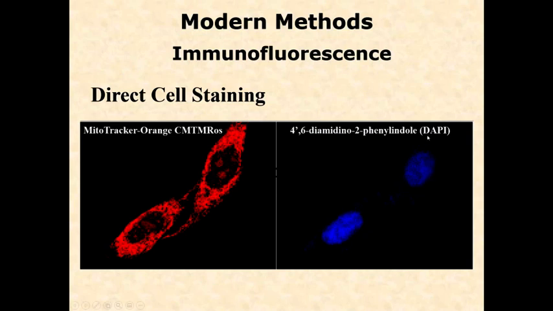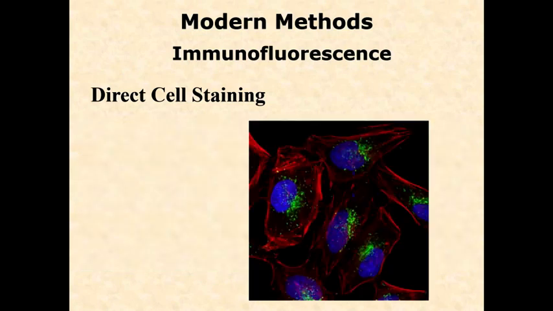Another one is DAPI. DAPI is very easy and flexible to use, and DAPI binds to DNA and it fluoresces under UV light. So we get nuclei labeled very, very strongly. We can see the position of nuclei. Okay? So when we use direct cell staining in combination with, say, an antibody stain, we can get multiple components labeled.